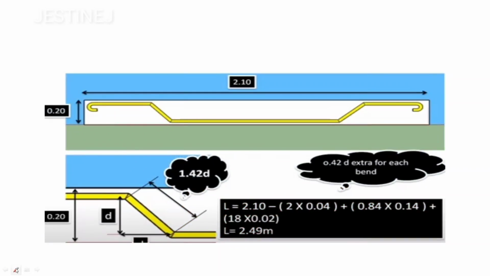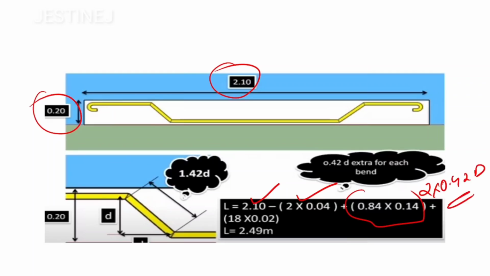Now to calculate the total length of the cranked bar, the length is the same, that is 2.1, and the height is 0.2. The total length is 2.1 minus the clear cover, then there is an extra term, that is 2 multiplied by 0.42 into D. This is the general equation for the cranked cases.